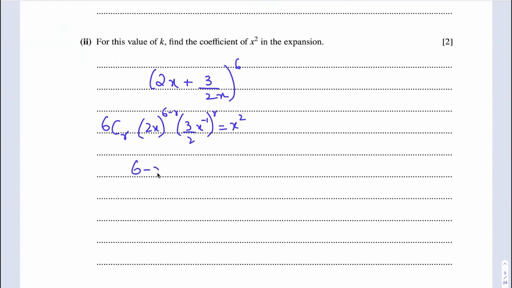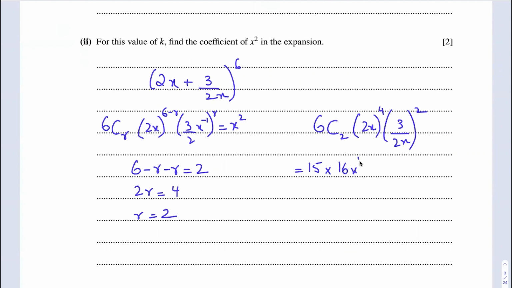Comparing the powers, we'll have 6 minus 2r is equal to 2. So 2r is equal to 4 and r is equal to 2. Now to find the coefficient, we can just use the formula 6C2, a to the power 6 minus 2, which is 4, and 3 upon 2x to the power r, which is 2. 6C2 is 15, 2 to the power 4 is 16, x to the power 4 multiplied by 9 upon 4x squared. So we can see that x to the power 4 and x squared will give us x squared. 15 times 16 times 9 will be 540 x squared. So the coefficient of x squared is 540.